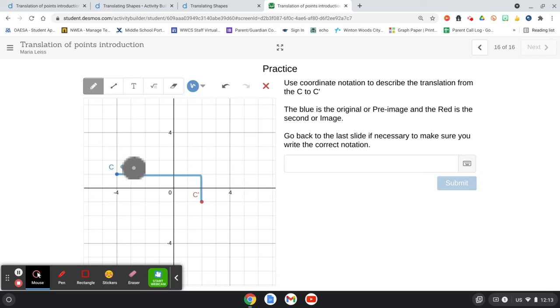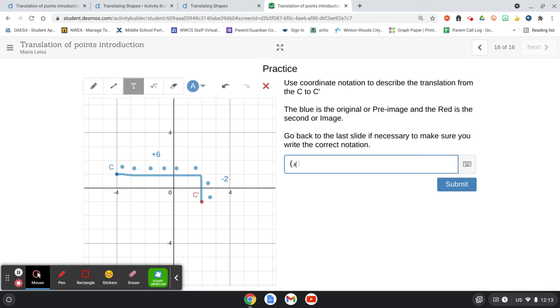I went 1, 2, 3, 4, 5, 6. And because I moved to the right, it's a +6. And then I turned and I went down 1, 2. And because I went down, it's a -2. So now I'm just coming over here, parentheses, x +6, y -2, and submit.